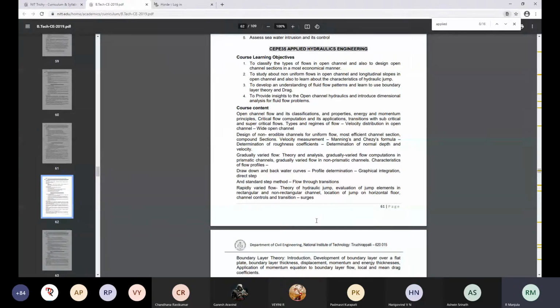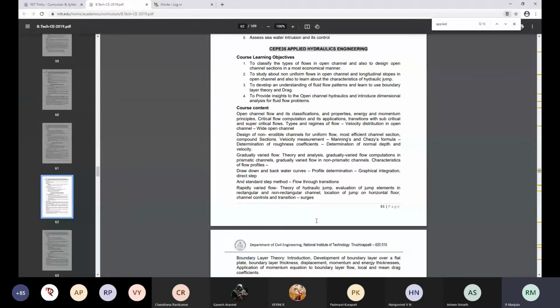The next topic is measurements: how velocity is measured by means of velocity measuring instruments used for open channel flows, and the computation of velocity by using Manning's and Chezy's formula, which you might already have studied in your third semester. Manning's formula is especially useful for open channel flow.